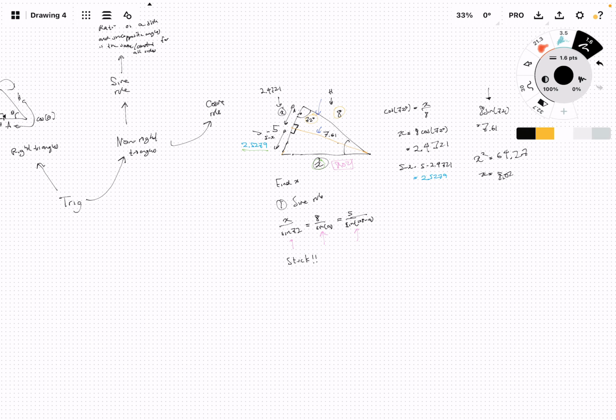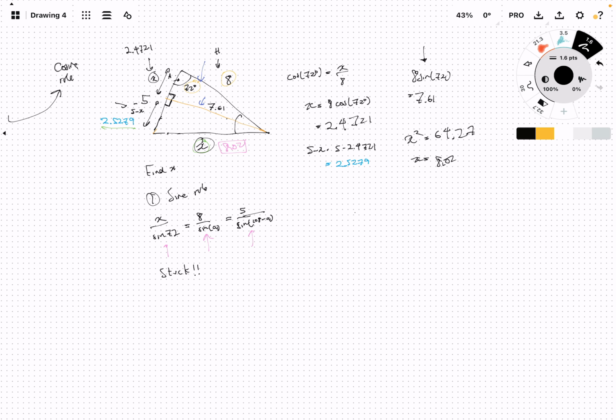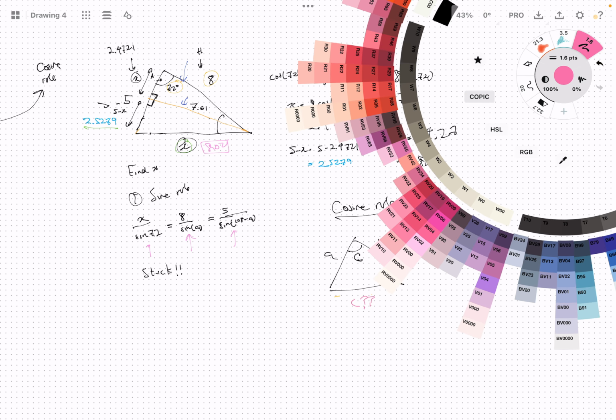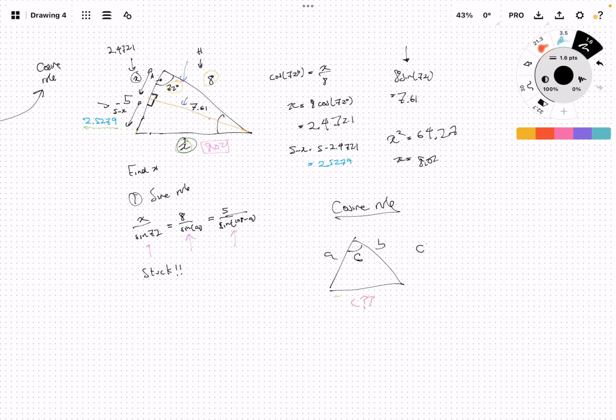Remember, with similar problems with sine rule, was there a shortcut we could use? And yes, there absolutely is. It's the cosine rule now. And this says that in any triangle, if we know a and b and the angle between them, let's call it big C, and then the opposite side, little c, is unknown, you can find c using this formula.